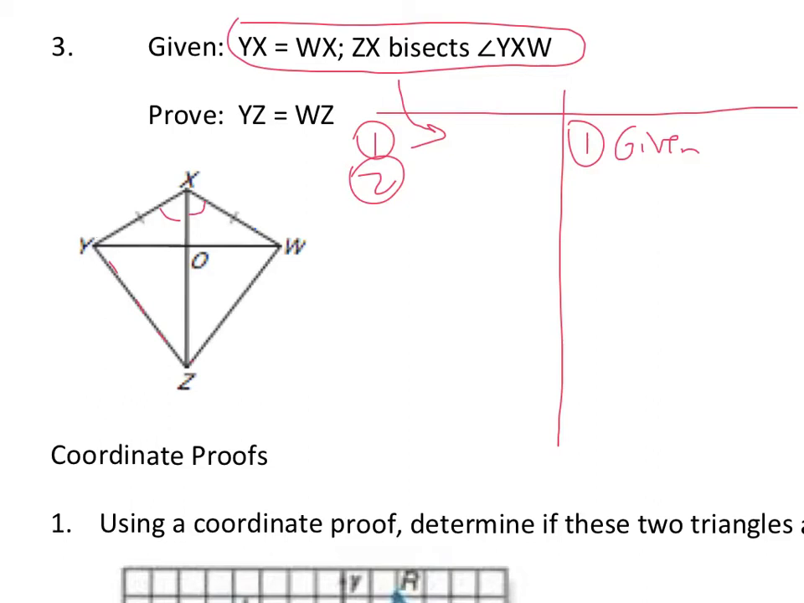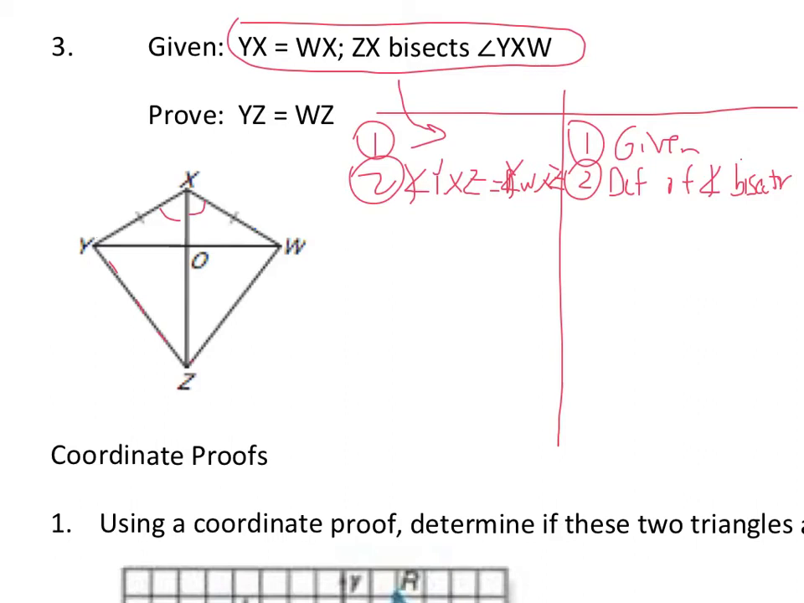So we're going to say angle YXZ is equal to angle WXZ, and that is what's an angle bisector, so that's the definition of angle bisector.